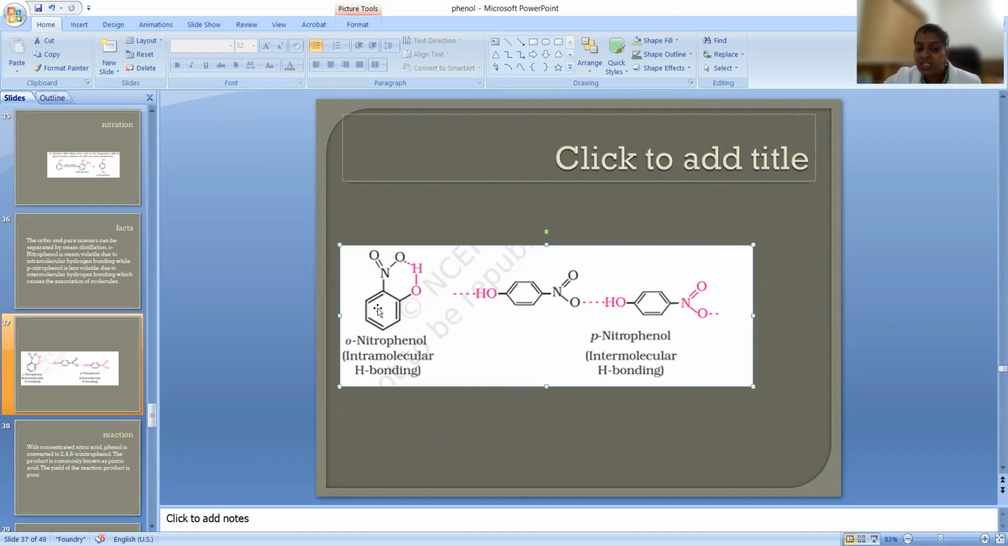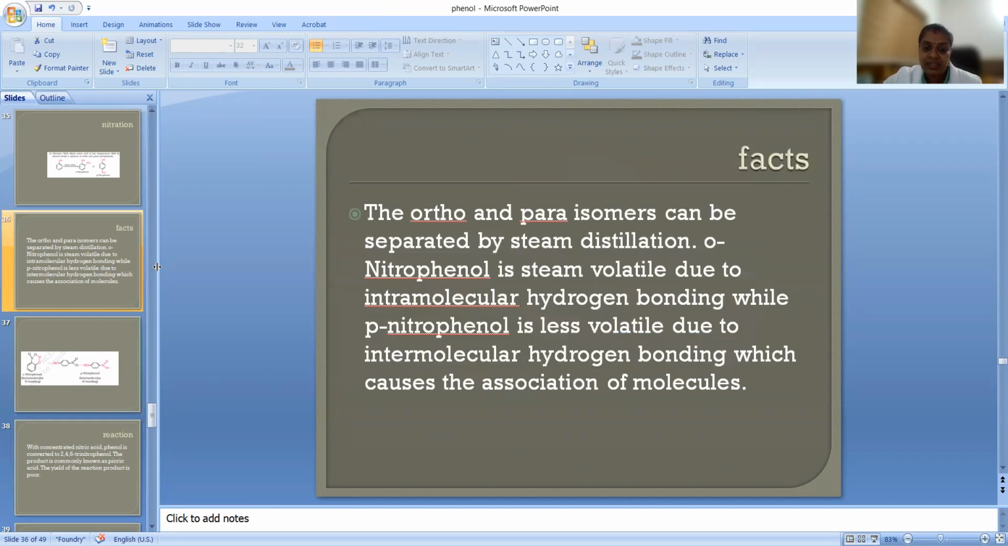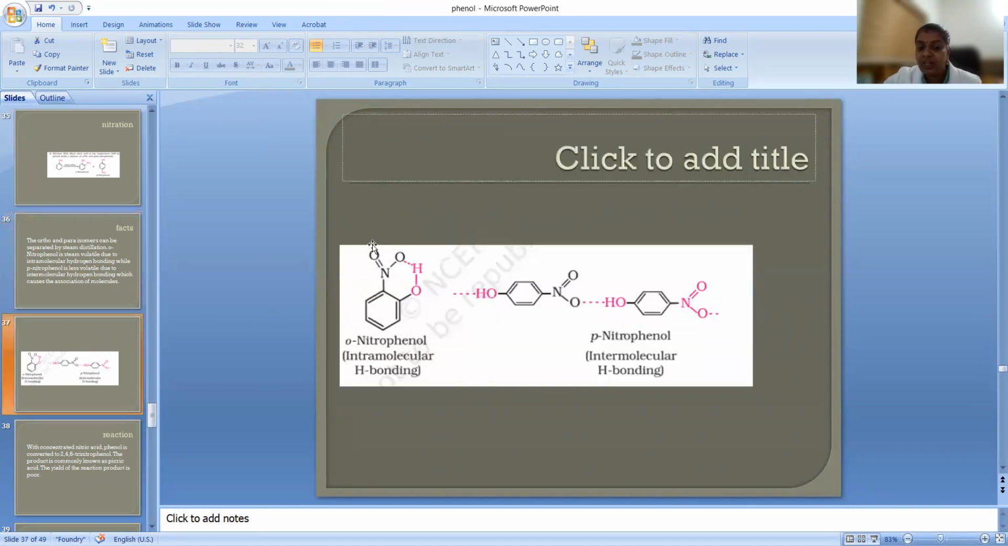So molecular association is not taking place here because the bonding is within the molecule. But in paranitrophenol it is between molecules: one paranitrophenol forms intermolecular hydrogen bonds with another paranitrophenol, which results in molecular association. So which is steam volatile? Orthonitrophenol, because it only forms intramolecular hydrogen bonding, with no molecular association. The molecular association happens in paranitrophenol, and that is why it is not steam volatile.